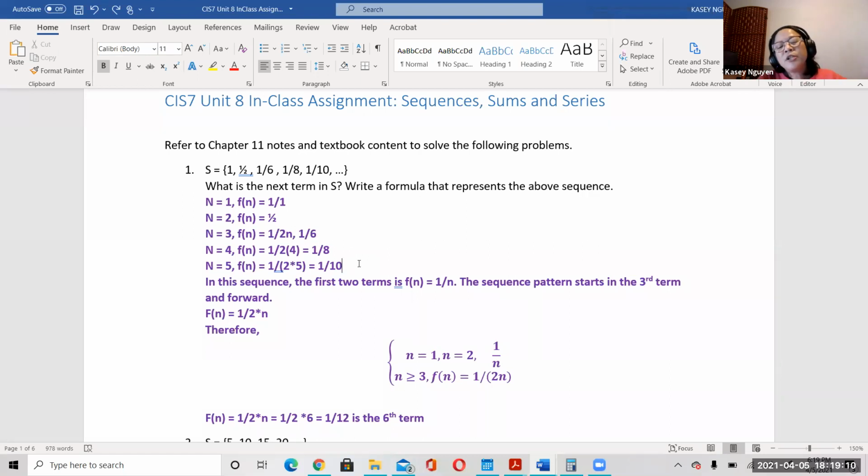So when you interpret this into C++, into the programming, you would write the if conditions to fulfill this part first. You would say if n is equal to 1, then this would be the result. If n is equal to 2, then it will be 1 over n.